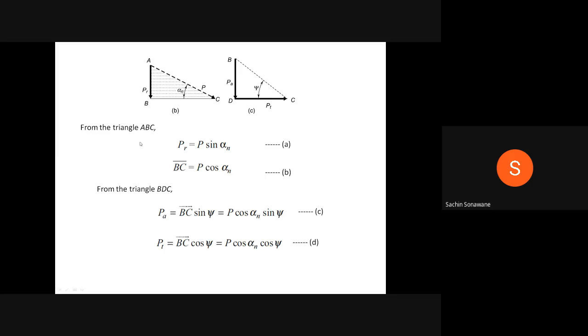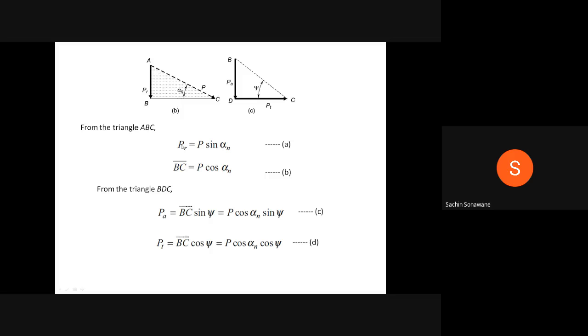Therefore, write down from triangle ABC, Pr is equal to P sin alpha n. Sin alpha n is equal to Pr upon P. Therefore, Pr is equal to P sin alpha n, equation A.